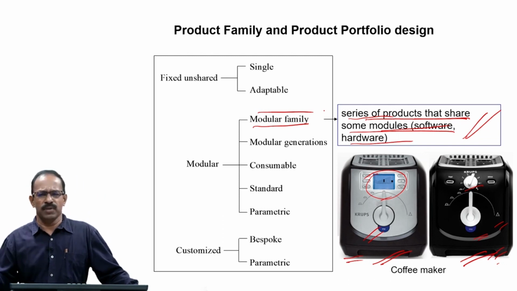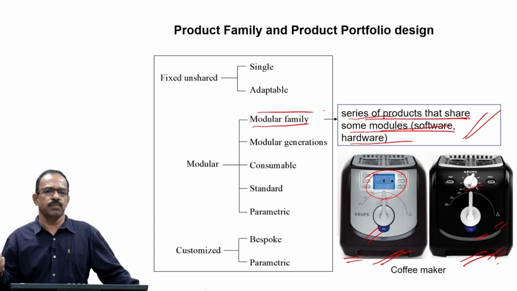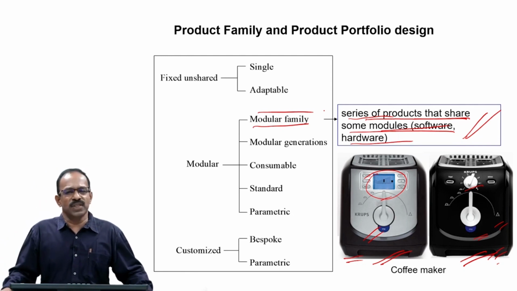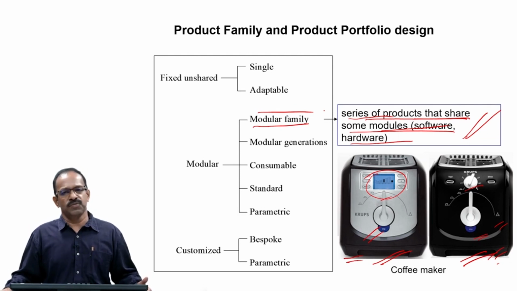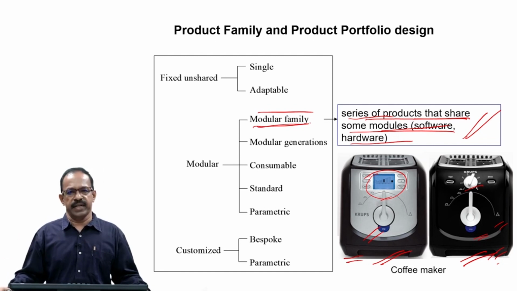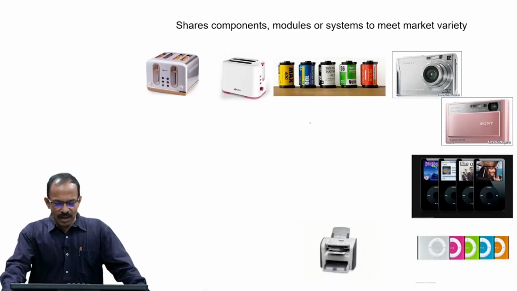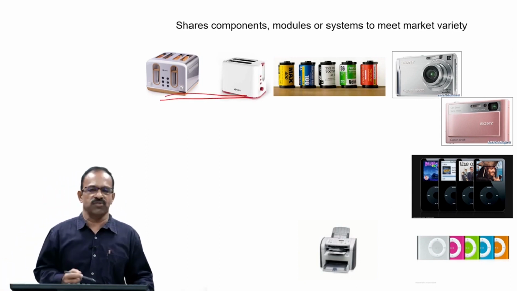You will see a large number of products in the market belonging to this modular family, whether it is your washing machine, mobile phone, or television sets. Any product you take, you will see there are many product variants available in the market, and most of these variants will have many things common within the product architecture. That kind of architecture is known as the modular family architecture. Now, these are examples of modular architectures. You can see all these products have a lot of things shared amongst themselves.